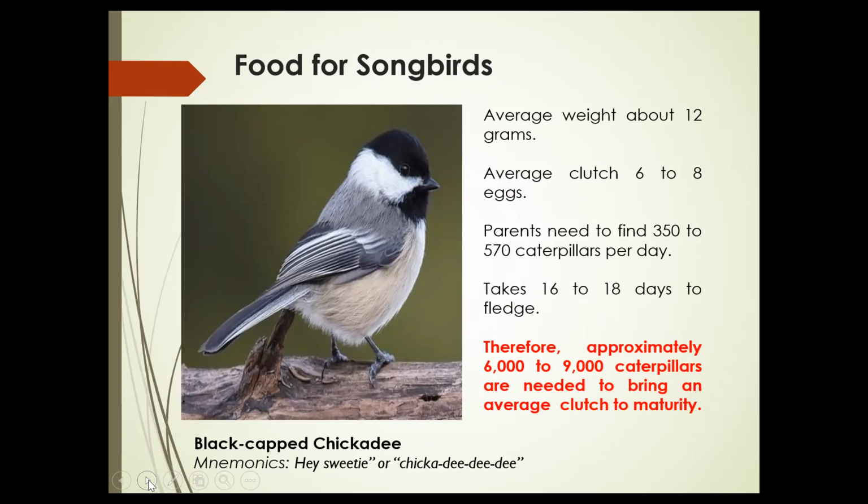So you do the multiplication. You can do it as well as I can. To bring 1 clutch of eggs to the point where they can go out and collect their own food, they have to eat between 6,000 and 9,000 caterpillars. It's just awesome. I could not believe it when I heard him say this. So where are they going to get these caterpillars?